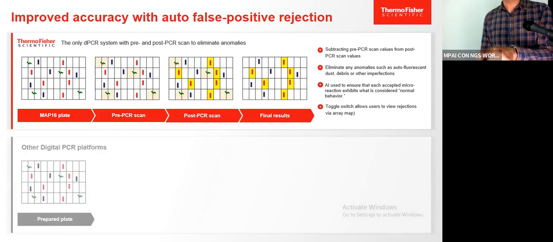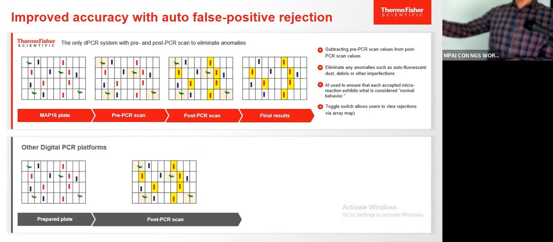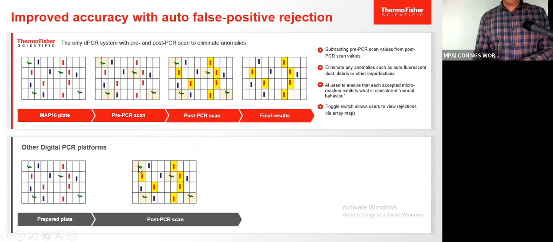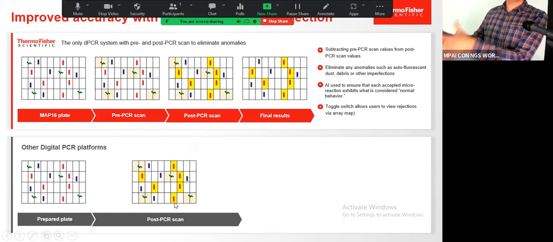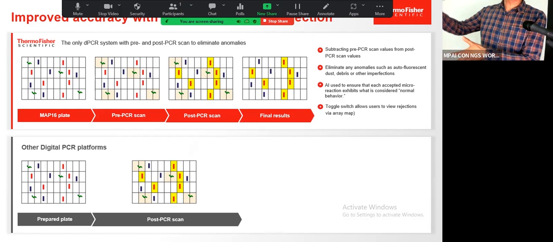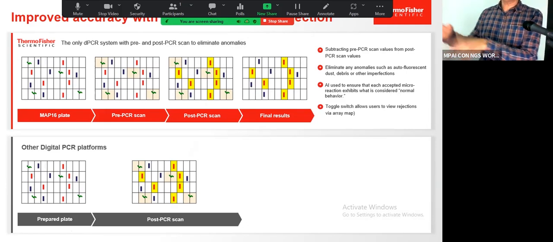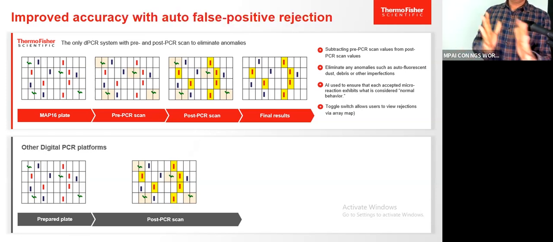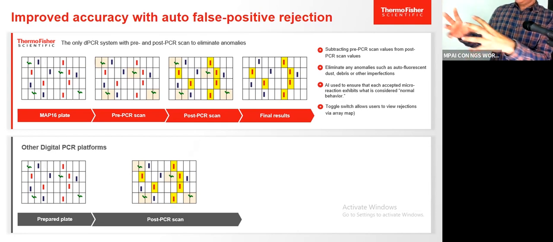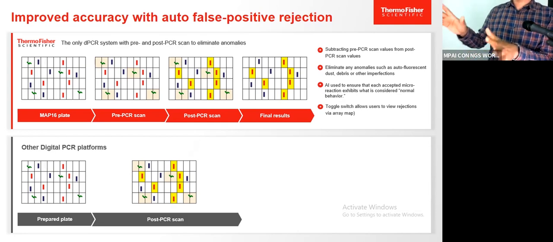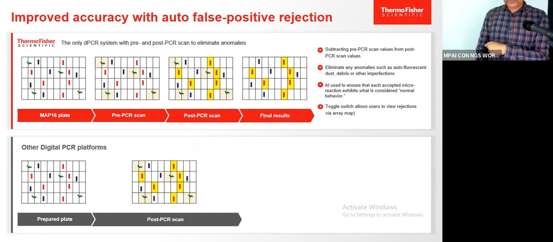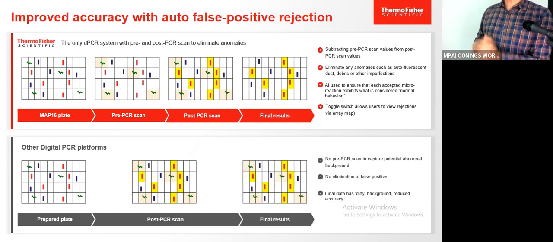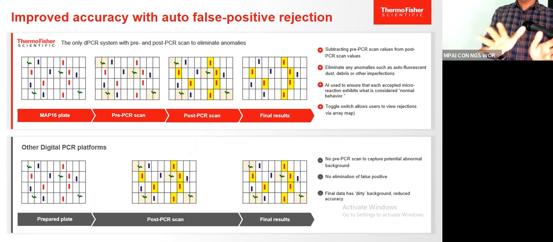Whereas in all the competitive platforms, they take only a post-PCR image, and the probability of false positive calls increases and is very high. In reality, when the monitoring is done, and suppose there are only 3 clones, when you see these kind of results and it comes to whether I should report it or not, there is a question: is it really true or not? So with rejection of false positives, you get more confidence in your data. This is a unique feature which is present only in this particular platform.